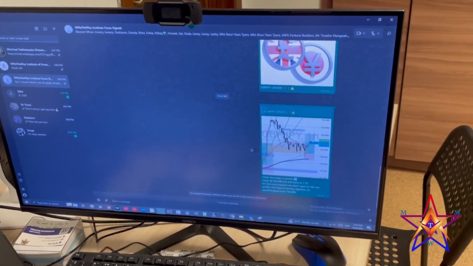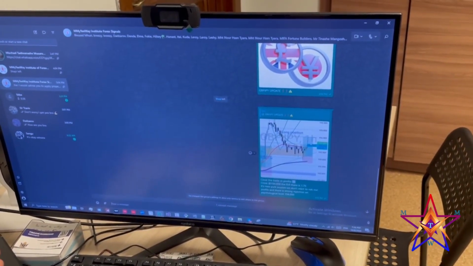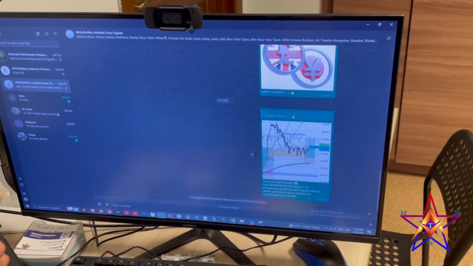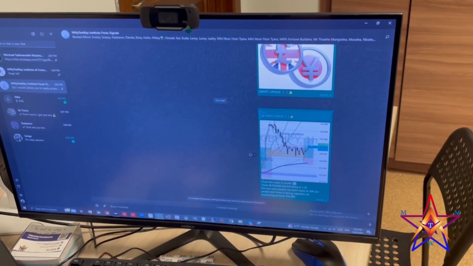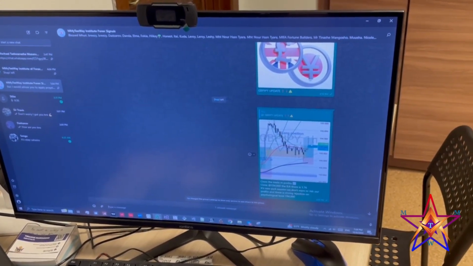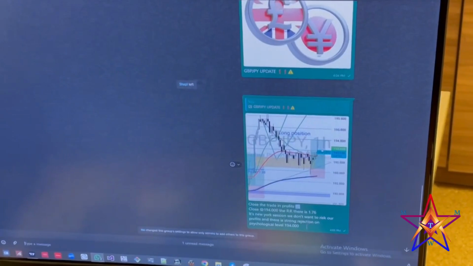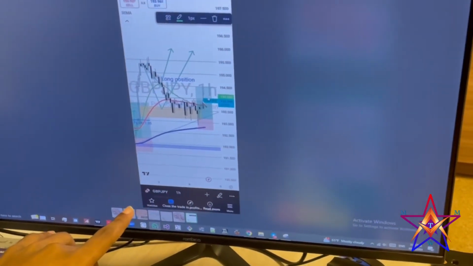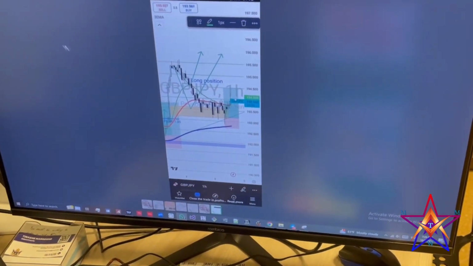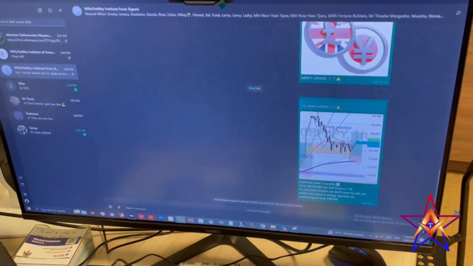Close trade in profit at 1.9400. The risk to reward ratio is 1.76. That was a perfect trade. It is New York session. We don't want to risk our profits, and there is strong rejection on the psychological level. As I said, right here, I told them to close, and it was a perfect trade.